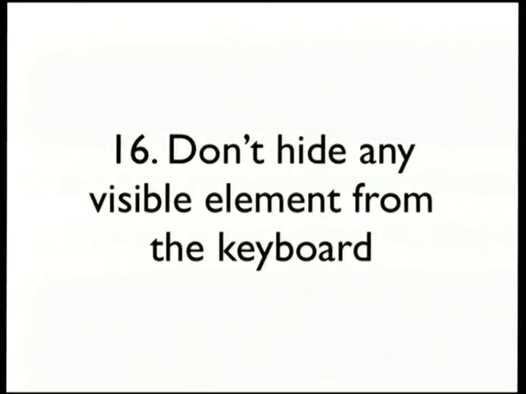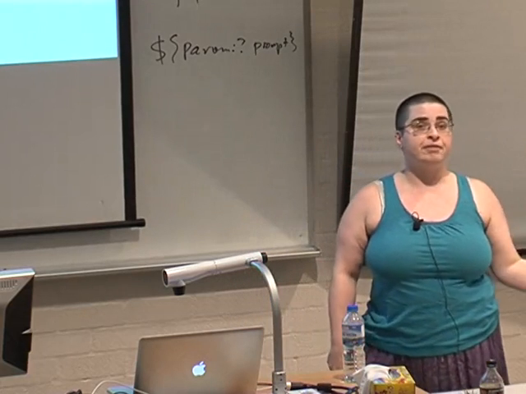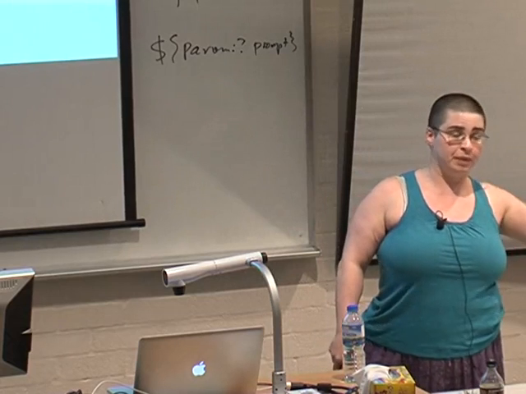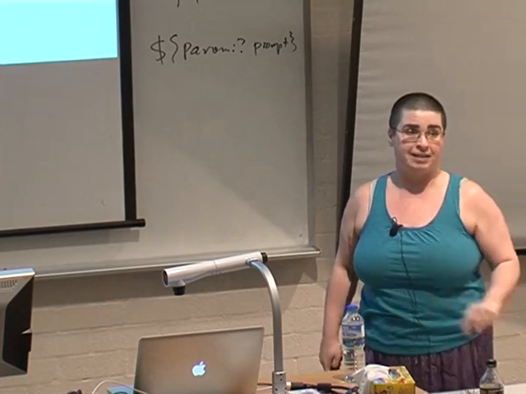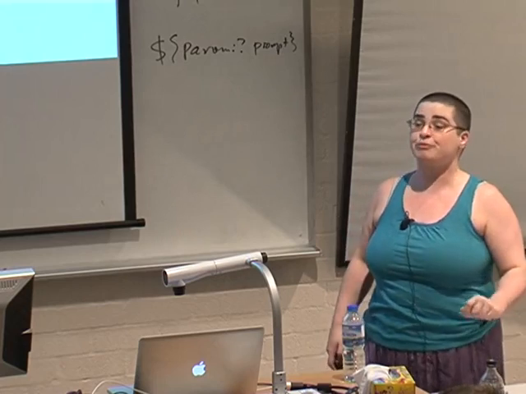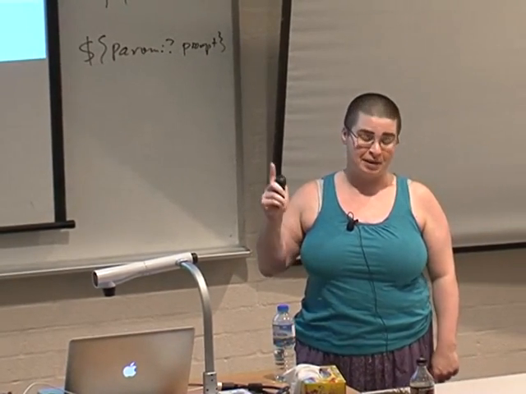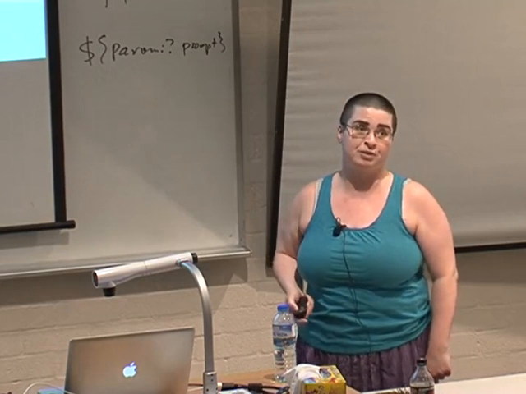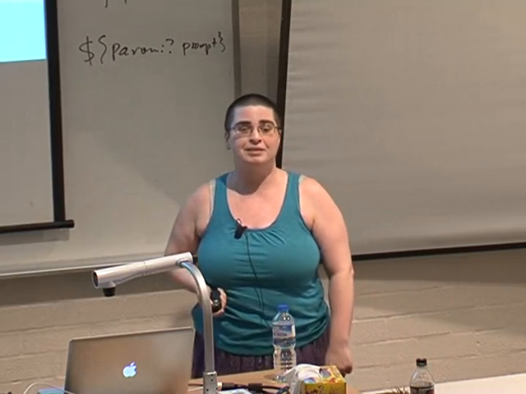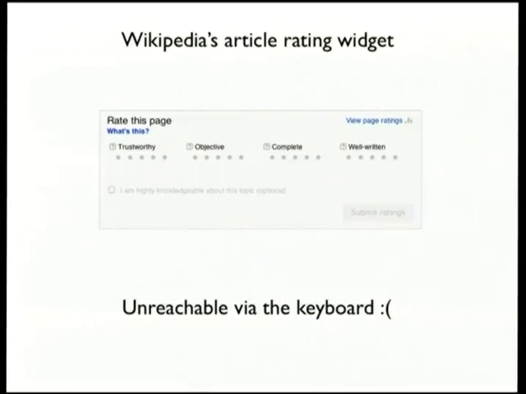But don't hide any of the visible elements from the keyboard. You can take things and give them a tab index of 0. That means that you can't actually get to them via keyboard. It's really annoying. I'm going to show you actually an image of the thing that's annoying me most about not being able to navigate to via keyboard right now. This is the Wikipedia article rating widget.